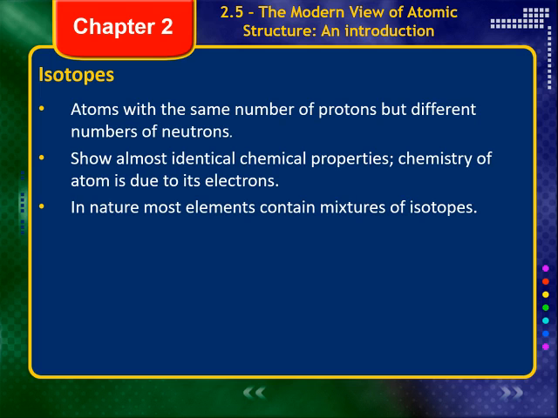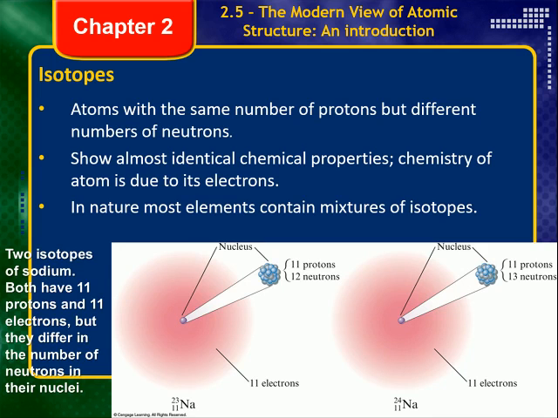Now, in nature, most elements contain some mixture of isotopes. So if we look at sodium right here, we have 2 different isotopes of sodium. We know that they're sodium because they both have 11 protons. They also happen to have 11 electrons, but they differ in the number of neutrons that they have in their nuclei.